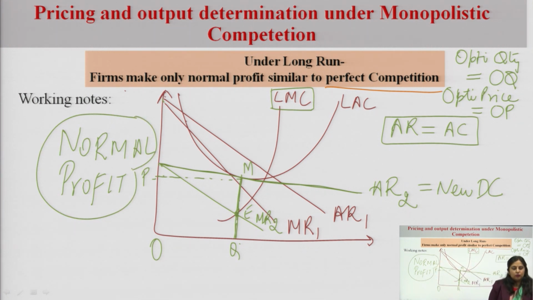So, if I ask you what is the type of profit available to the seller in monopolistic competition in the long run, the answer is only normal profit. Now, why are there only normal profits? Again, because of this change which we have already discussed.